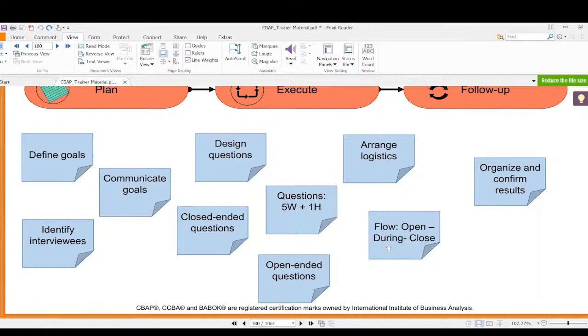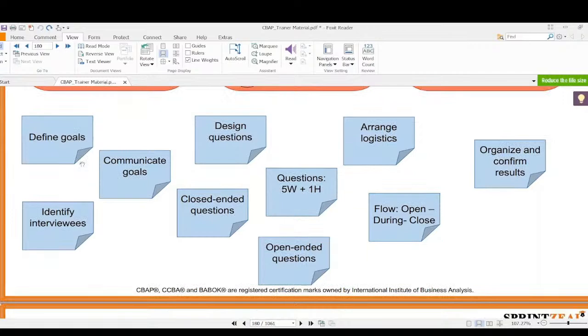The flow is open, during, and close. So this is the flow. You need to open an interview, and during the interview, you're asking questions, and then you have to close that interview. So you need to follow this flow. Organize and confirm results. I think this is pretty straightforward. Organize and confirm results. Mind mapping.